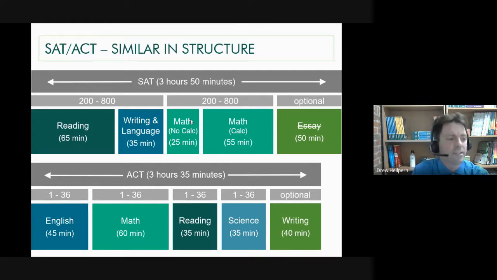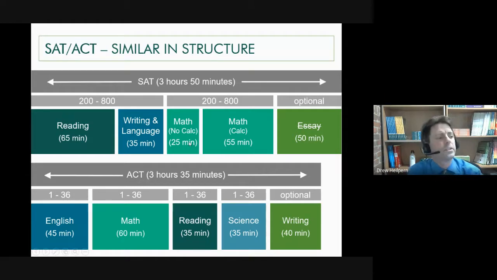And to give you a sense of that, you can get a feel for that by just looking at that reading section on that SAT and comparing it to that reading section on the ACT. So they're comparable in length in terms of number of passages and also in terms of number of questions. But you can see on the SAT, students get 65 minutes for that, whereas on the ACT, students only get 35 minutes for that. Again, that difference between that power on the SAT compared to that speed of that ACT.